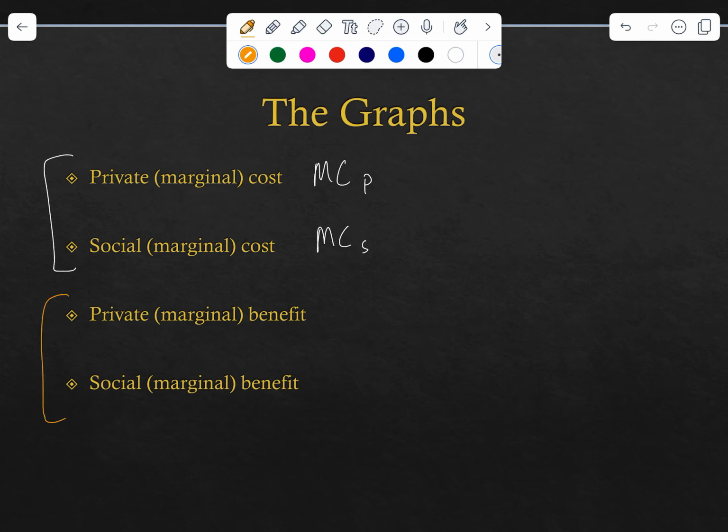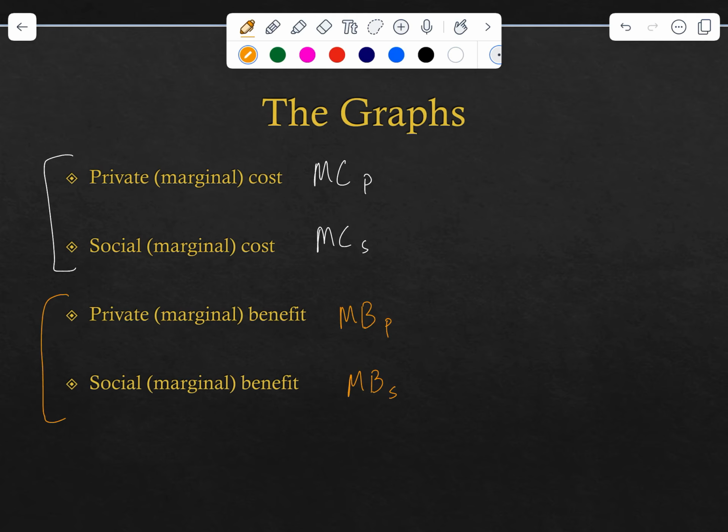And then we'll also talk about marginal benefits, right? And there are private marginal benefits, which we'll delineate as marginal benefit private, and social marginal benefits, which we'll label as marginal benefit sub S, right, for social.